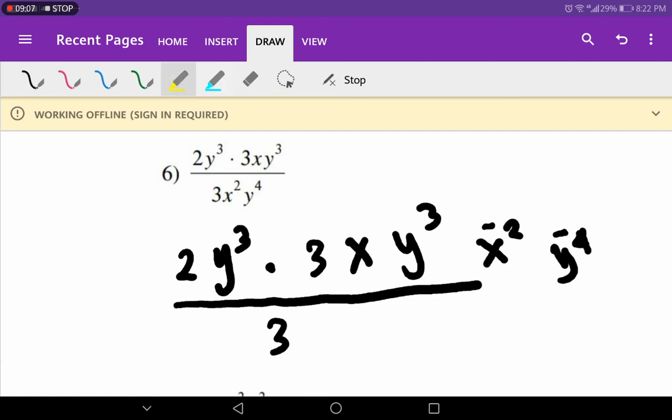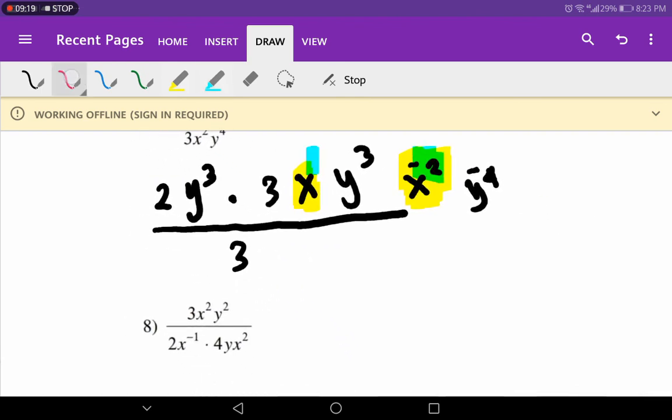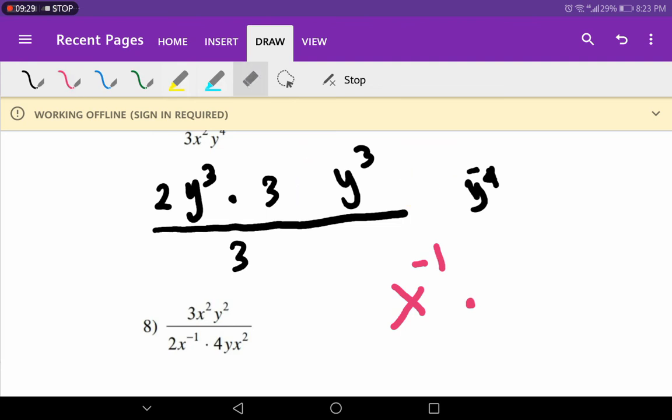Now the x's are together. This is x and this is x. Here the power is 1 and here is negative 2. So the answer for the x is x with power negative 1. We're done with the x's. You have to do it step by step. Don't be in a hurry. So this is with this one, this one, the y's. I have 3, 3, and negative 4. So it is y with power 2.